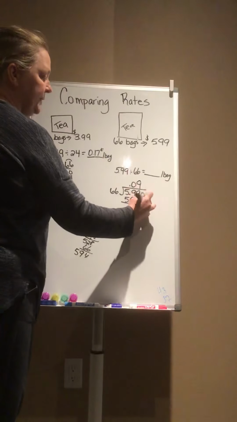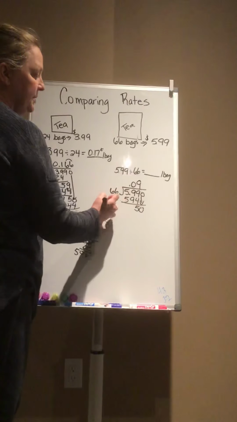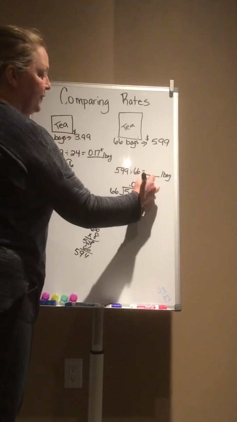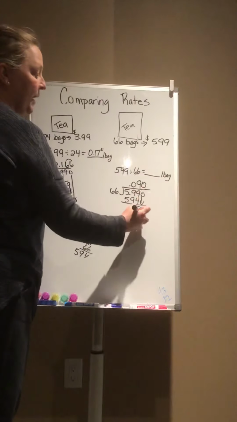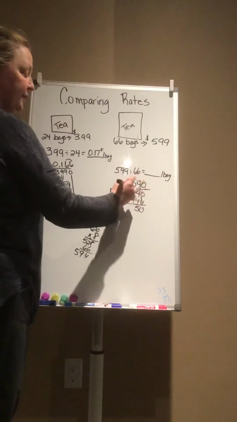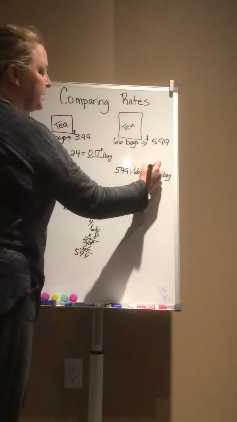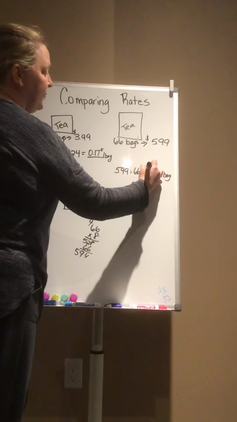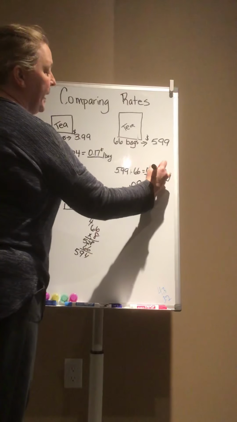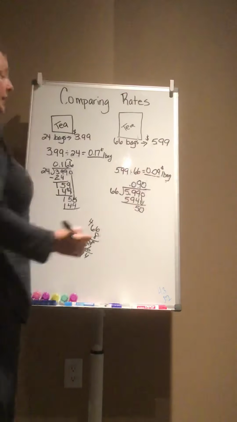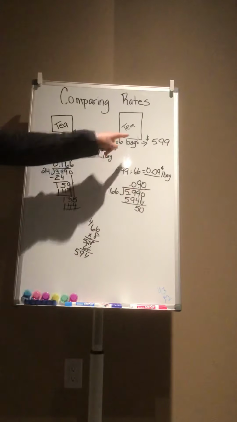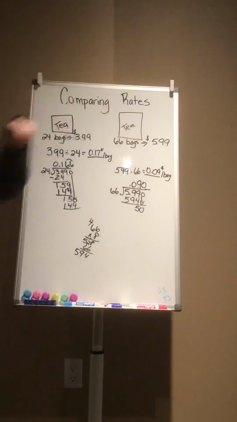I'm going to bring down a 0. 66 doesn't go into 50. So I've gone far enough. So if I buy the bigger box, each of the tea bags is going to cost me 9 cents. So it's almost cheaper by half to buy box B.